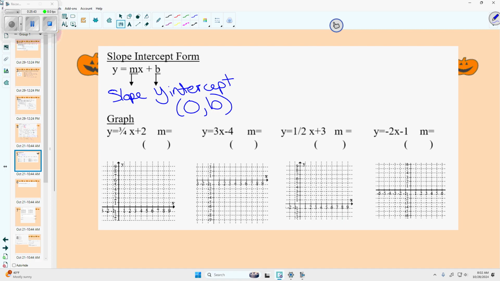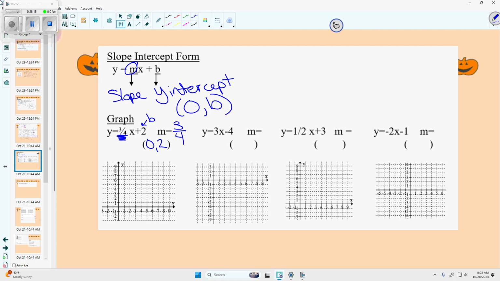So when I look at that first equation, where it's 3/4 x plus 2, what's the slope? Double check it. Slope. Your m is always next to your x, so your slope is 3/4. What's your y-intercept? 2 is in the b spot, but when we write it, how do we write it as a point? 0, 2. Perfect. How do we graph that?